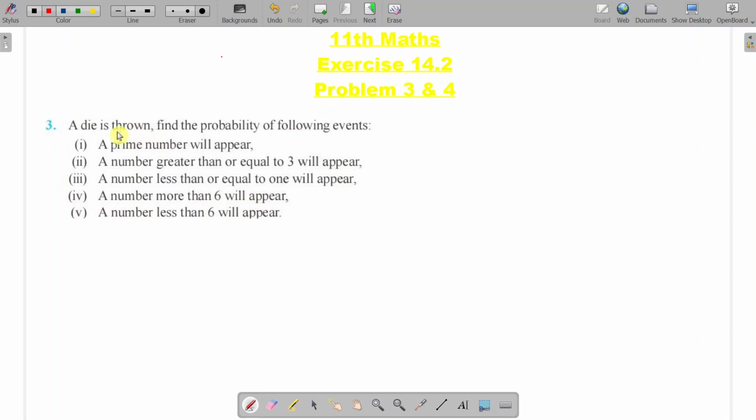Okay. So what is given is a random experiment, that is a die is thrown. You have to find the probability of the following 5 events. So let us start solving the problem. Solution. So this is the random experiment. A die is thrown.